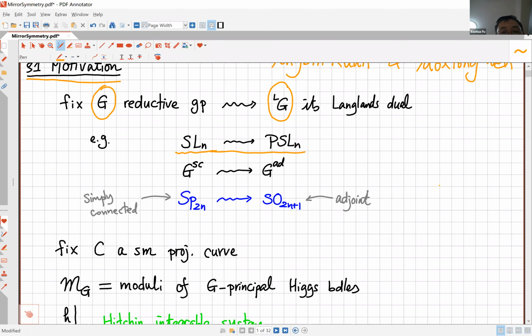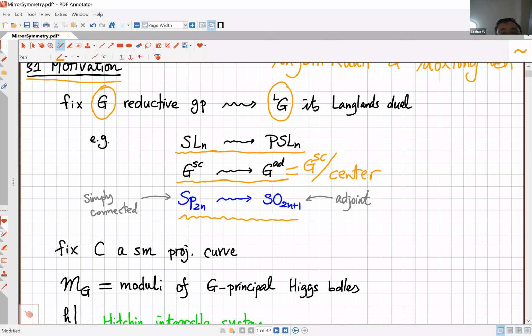In general, if you take a simply connected Lie group, then its Langlands dual is just the adjoint group. The adjoint group is a simply connected group quotient by the center. In particular, for example, SLN quotient by the center gives you PSLN. With one exception, this is a really exceptional type. Type C corresponds to type B.